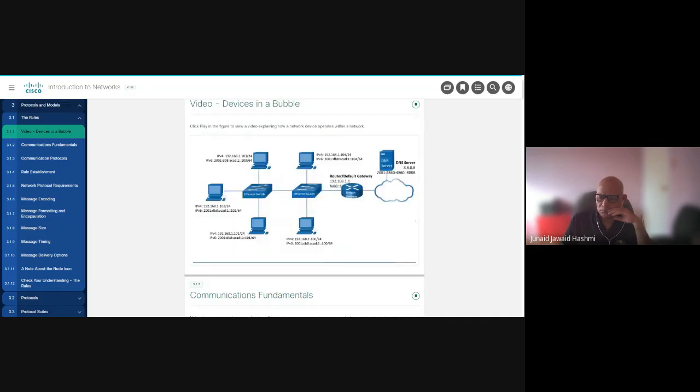So, although we see the network like this, remember, it's a combination of many different protocols that allow devices to really see their place in the network and how to communicate with other devices.